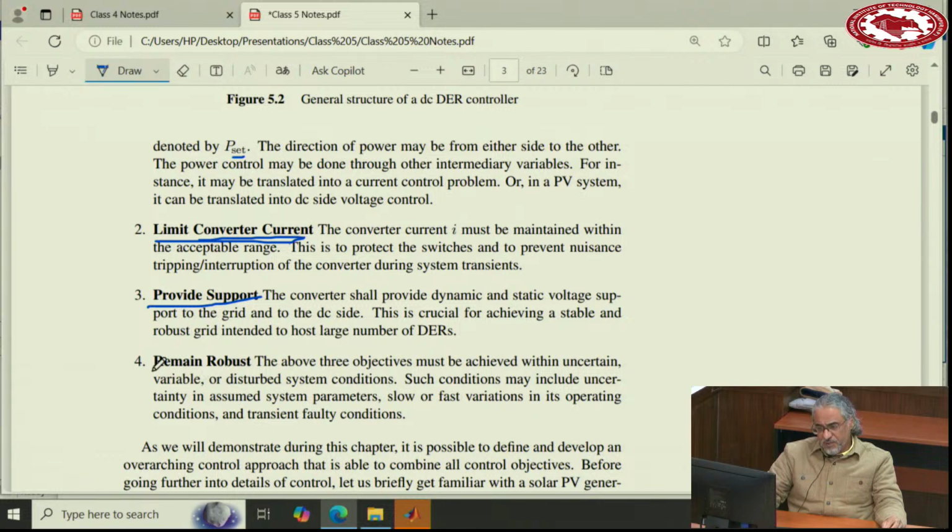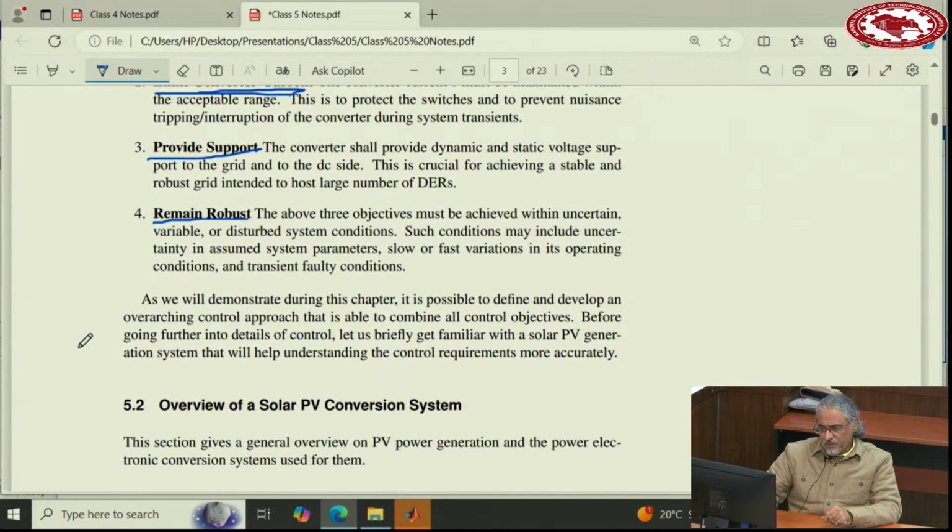And then the thing we always talk about: remain robust. If you have parameters that are changing, or disturbances coming into the system, the feedback control system, and we all agree that we need feedback, we cannot go without feedback, must be able to handle those uncertainties and disturbances. So I think this is a good general summary of what the control objectives are in this system.